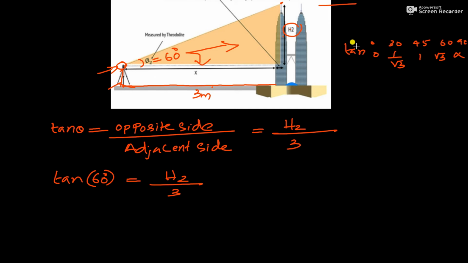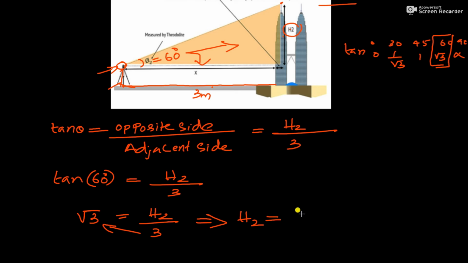Okay. So from these values we can get tan 60 as root 3, right? Let me substitute tan 60 with root 3. Root 3 is equal to h2 by 3. From this equation we can find h2. We'll take this 3 over here, and we'll get h2 is equal to 3 root 3. Okay, so that's the height of the building.